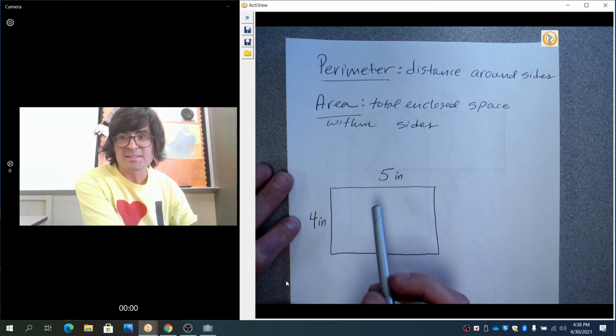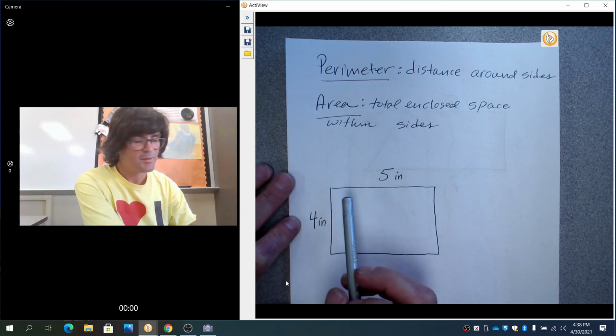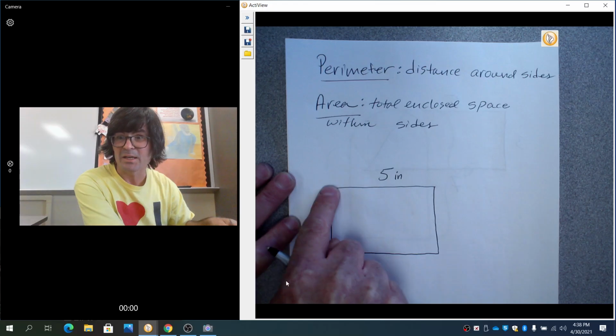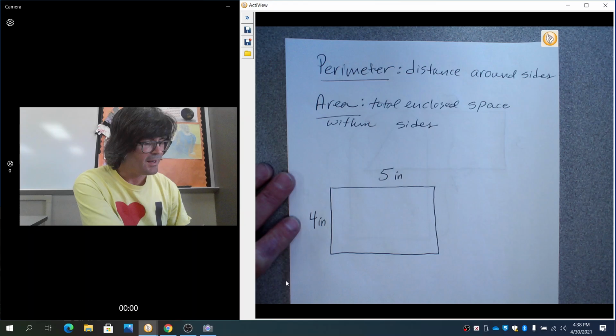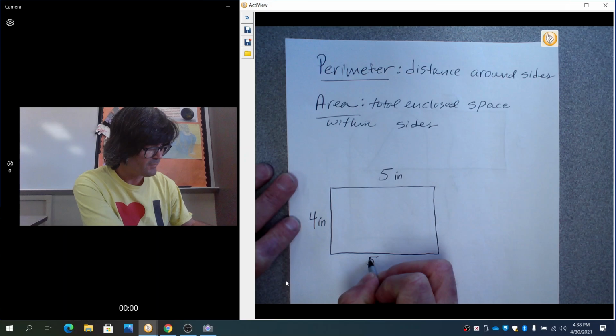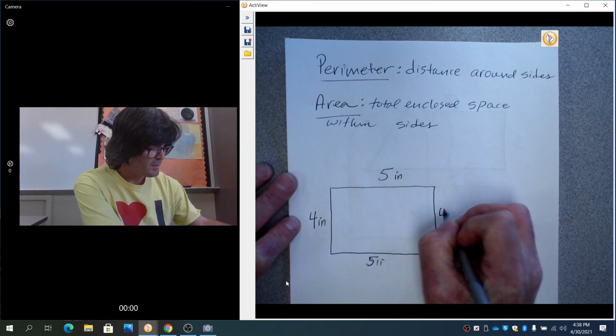Perimeter is the distance around any kind of shape. So if you took your finger and walked this way and this way and this way and this way and counted your steps, that's perimeter. In this case, perimeter is measured in inches. I can see this is 5, so this must also be 5. And this is 4, so this is 4.